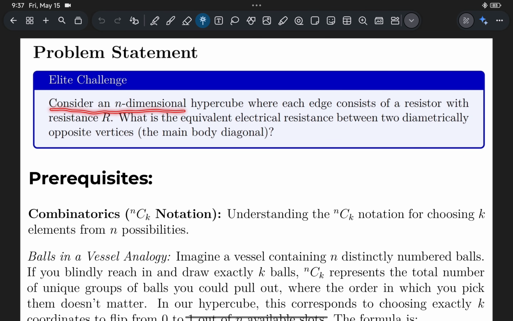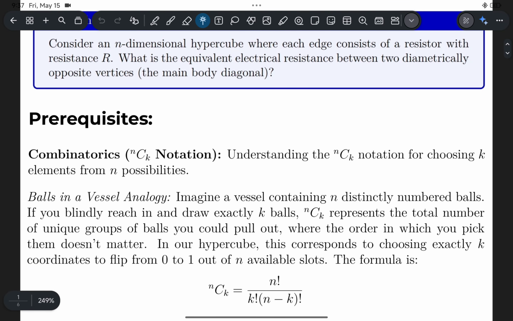So consider an n-dimensional hypercube where each edge consists of a resistor with resistance capital R. We have to find the equivalent resistance between two diametrically opposite vertices. Indirectly, along the main body diagonal, we have to find the R equivalent. This is a very standard question which you'll see in every book, but only for a 3D cube it is given in all the books. So we'll try to do it for an n-dimensional cube. We'll also try to understand what an n-dimensional hypercube is and how it looks for this particular question.